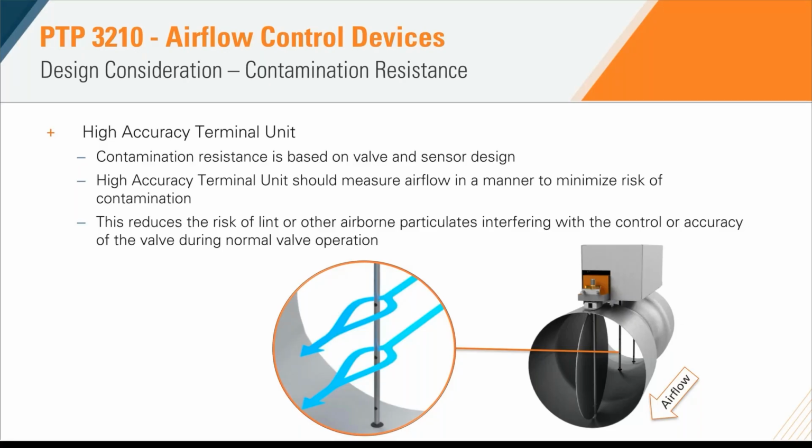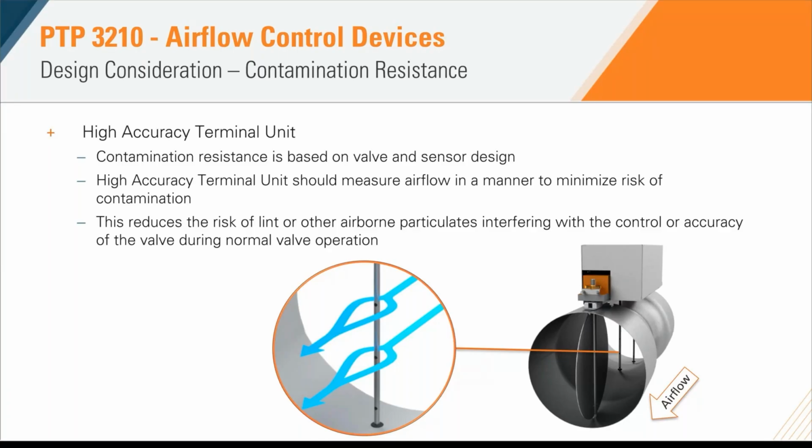This reduction in risk will help reduce lint or other airborne particulates messing with the control accuracy of the valve during that normal operation. So as you can see here, this airflow high accuracy terminal unit utilizes static pressure ports. And again, those measuring static pressure ports are on the back side of the port. So airflow isn't directly facing those static pressure ports.